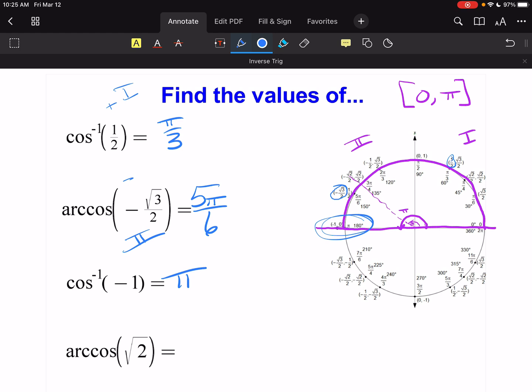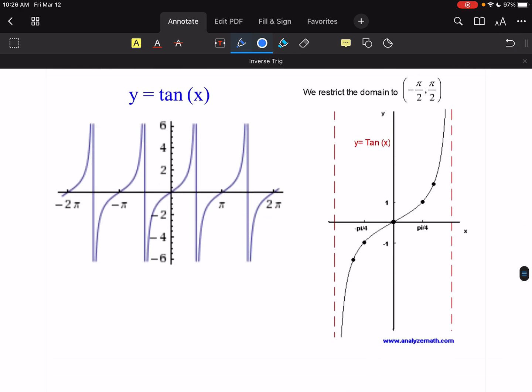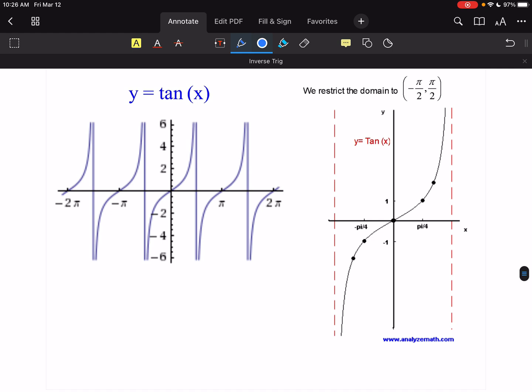And again, square root of 2 is not really helpful with the unit circle. This is where we would need to use my calculator. We'll talk more about that when we get into solving. But ultimately what I would do, we'll get into that later. All right, last one real quick.